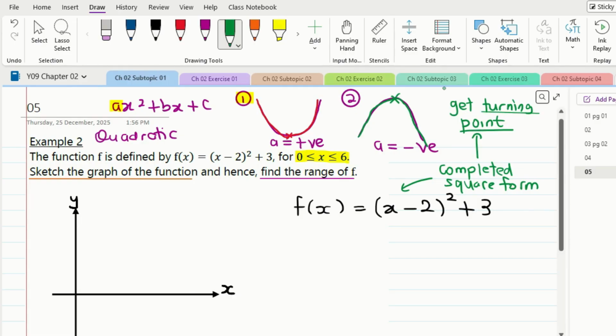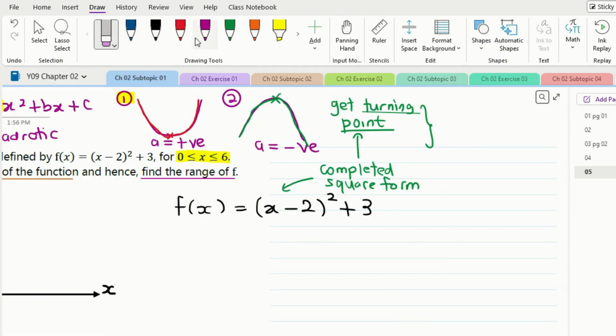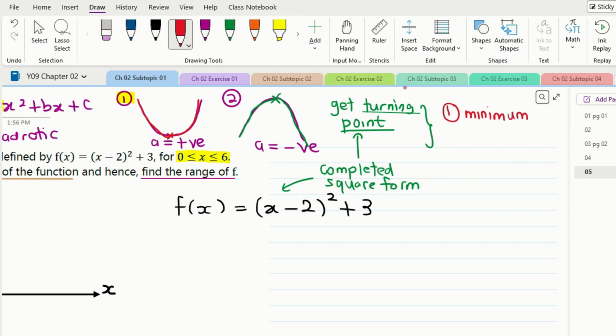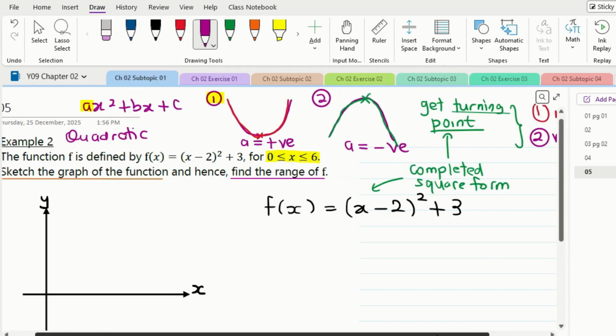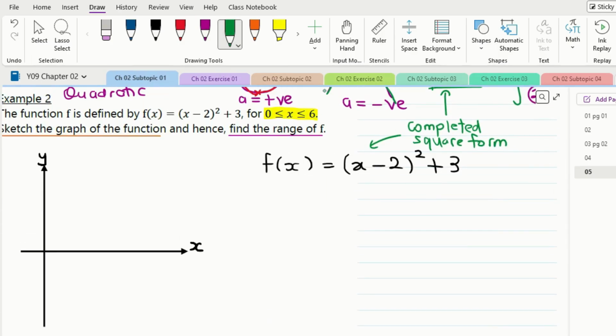There are two different types of turning point. In the first condition, the first graph, we call it a minimum point because it's the lowest point of the graph. And as for the second one, you can guess it, we call it a maximum point, depending on the graph situation. I will not explain too long on that part. How do we find the turning point from the completed square form?